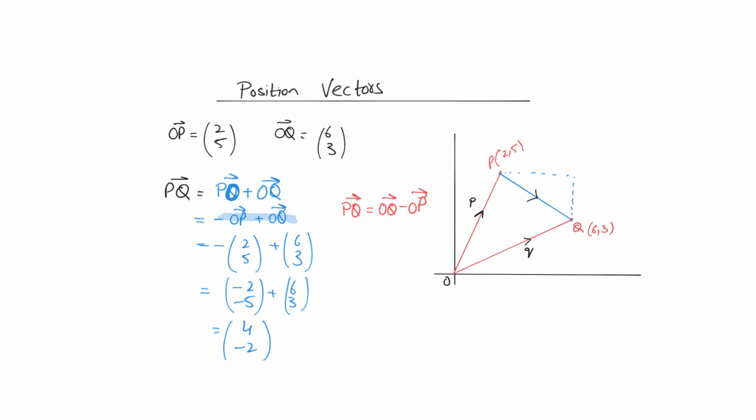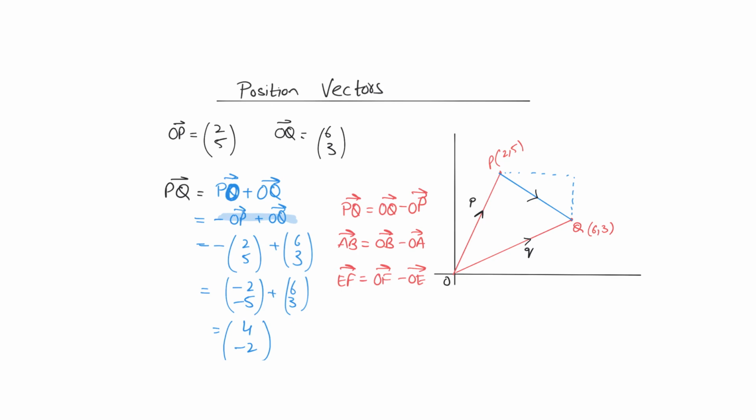If there was another vector, let's say AB, and I asked you what that is going to be in terms of its position vectors, you are going to say OB minus OA. It's always the position vector of the second letter minus the position vector of the first letter. EF in terms of its position vectors can be expressed as OF minus OE.